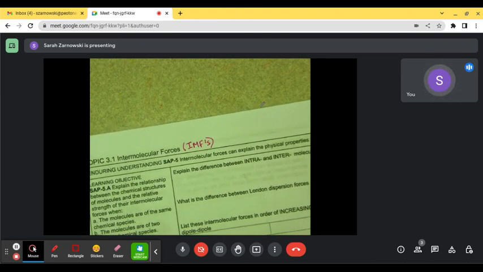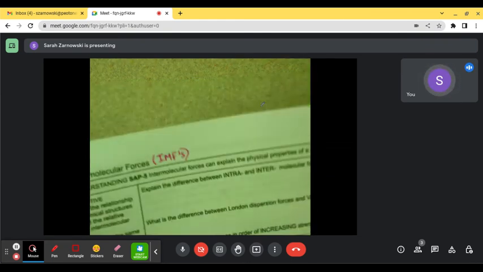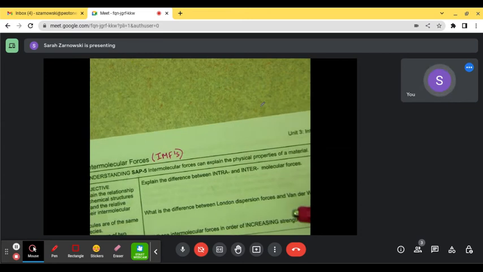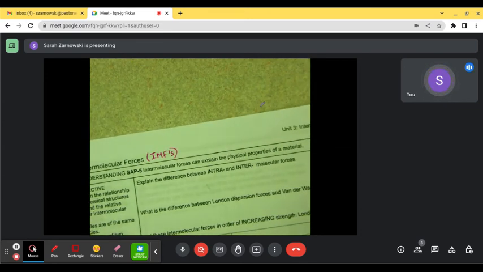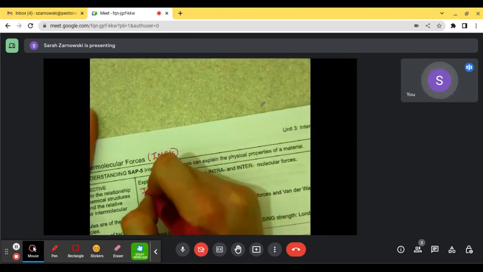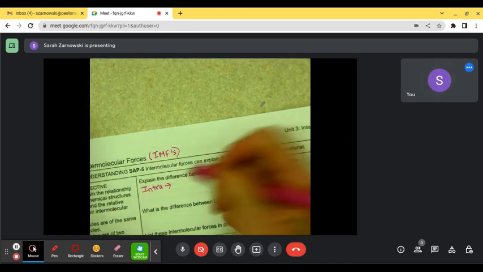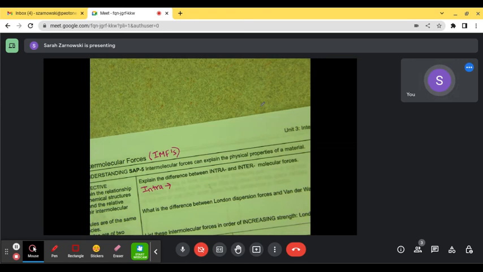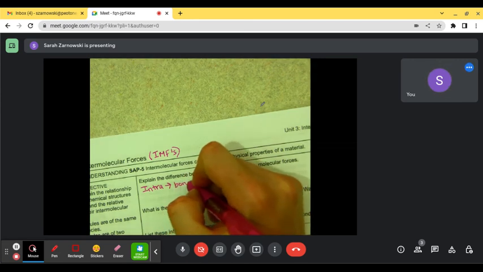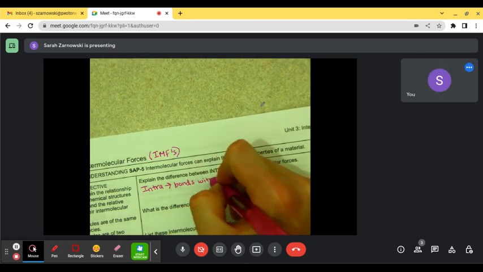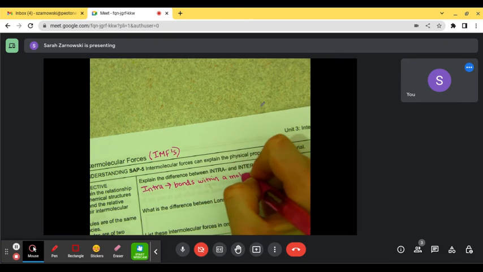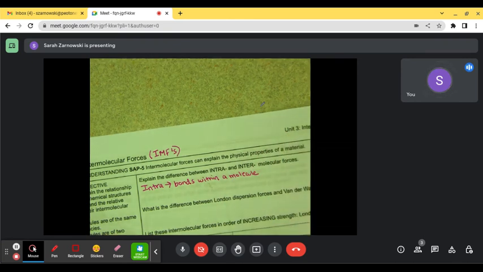We kind of talked about this, I might have been in our first unit or last unit, I'm not fully sure. So here is the difference. For intramolecular forces, that is going to be the actual bonds within a molecule. Okay, so intra is the bonds within a molecule, and these are forces.